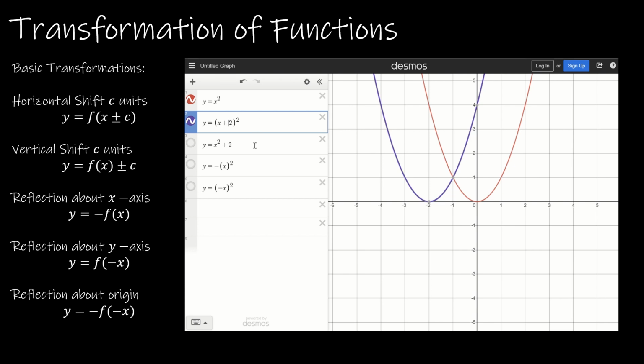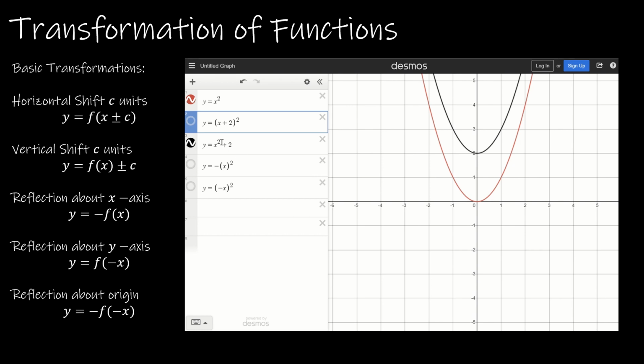That's different than a vertical shift. So notice the difference between where I've put the plus 2 with the horizontal and vertical shift. Again, for a vertical shift, it says take y equals f of x, which means take the whole function that you had before and then add or subtract however many units. So notice what happens here. If I add 2, it's just taking the function and moving it up 2 places.